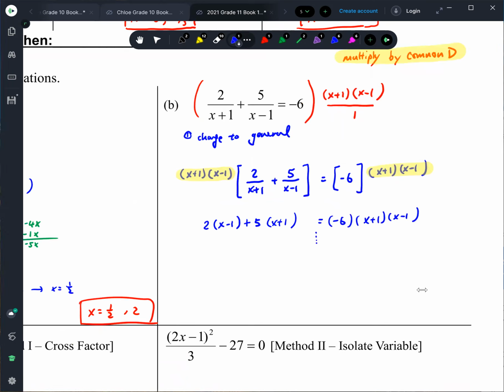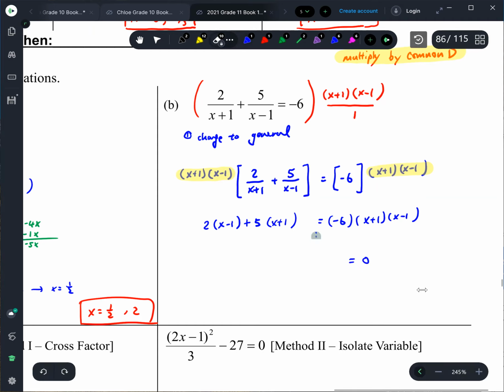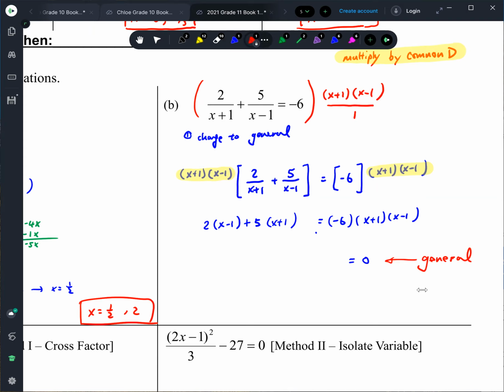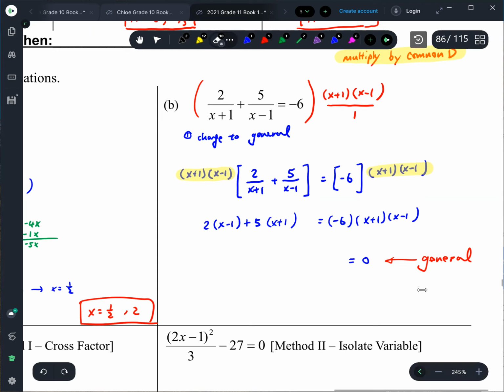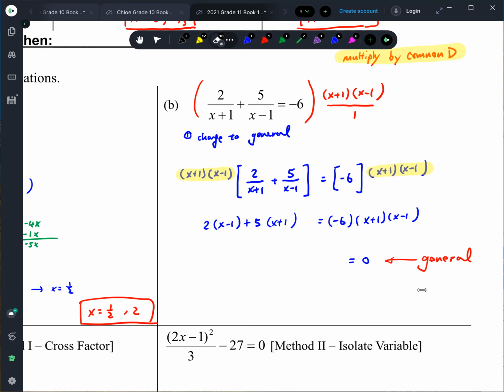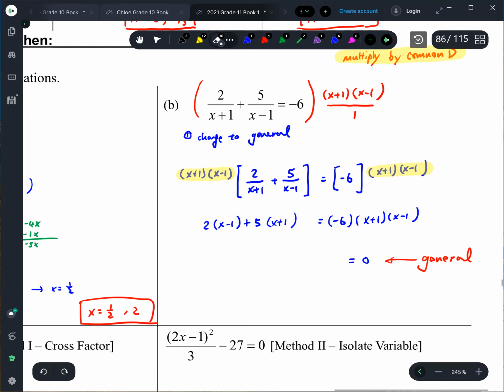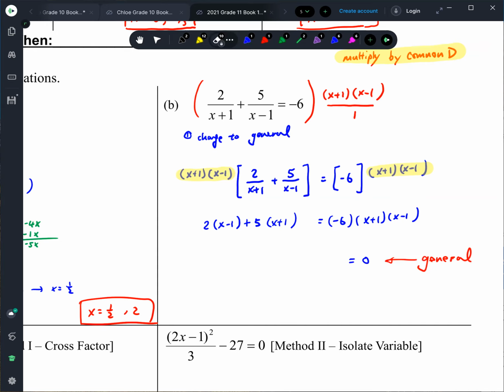Expand, okay? Expand the brackets, collect all the like terms, and then turn it into general form. Okay, turn it into general form. So I'll let you do that by yourself. So move everything to left side, but first expand everything first, and then move it to one side. All right, so let me know, raise your hand when you've got the general form.